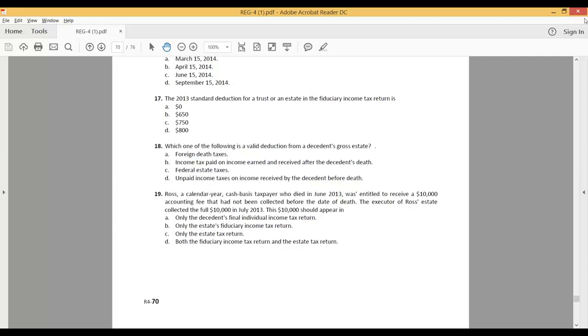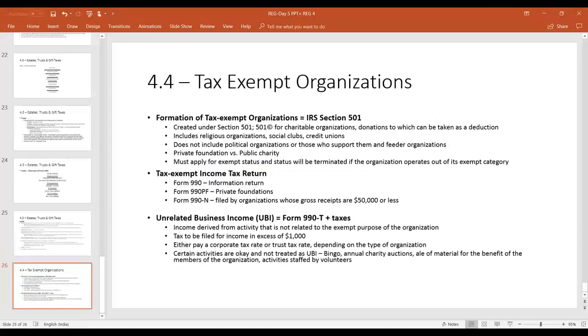So let's look at the last topic now. Let me go to this one. Finally, we have exempt entities. Tax exempt organizations. Okay. So by the word tax exempt, we understand that these entities do not have to pay any form of tax, right? But they do have some reporting compliances. And what are these tax exempt entities? These are basically IRC section 501 entities.